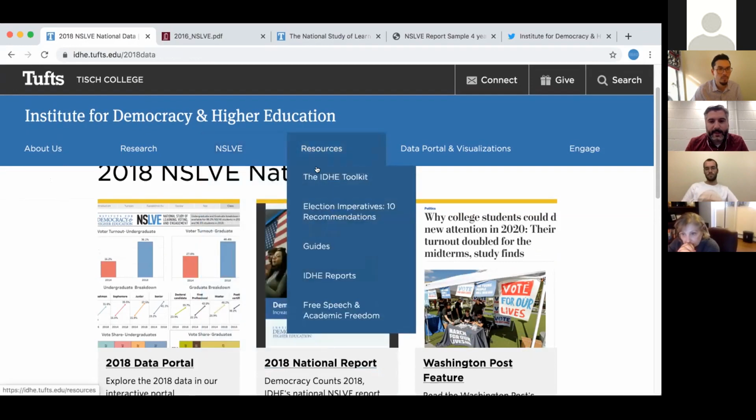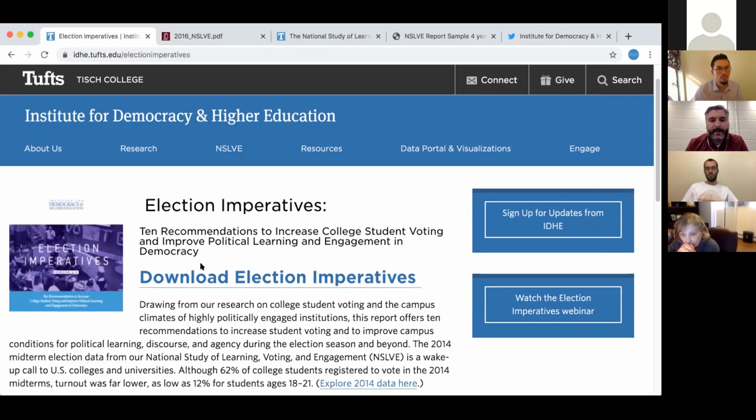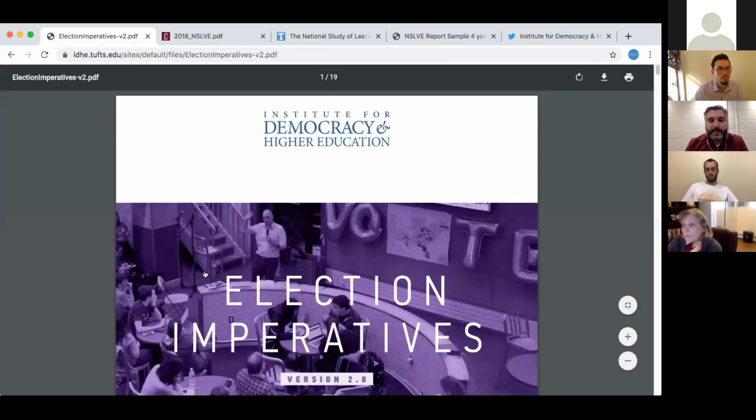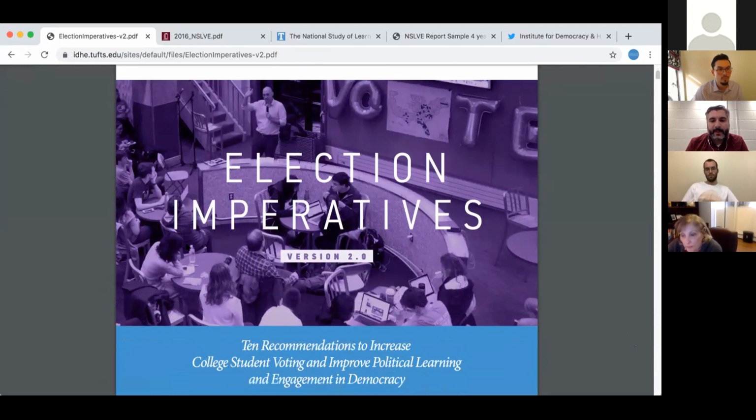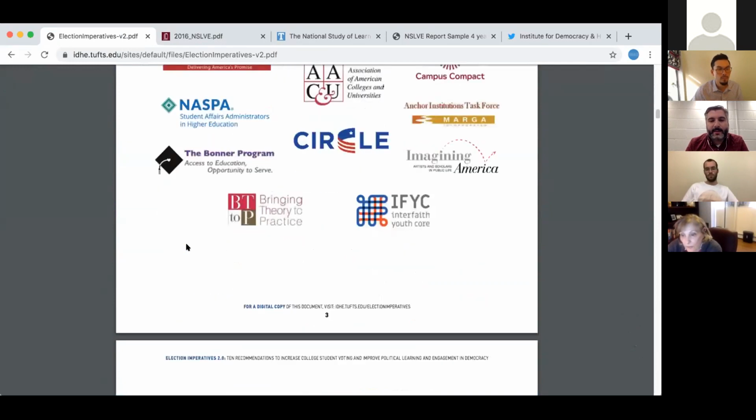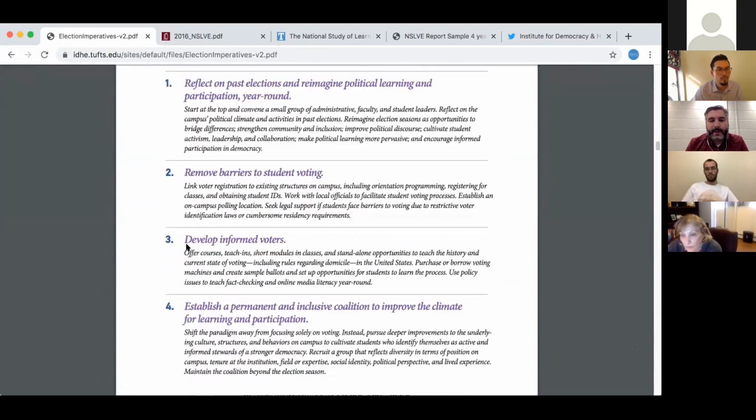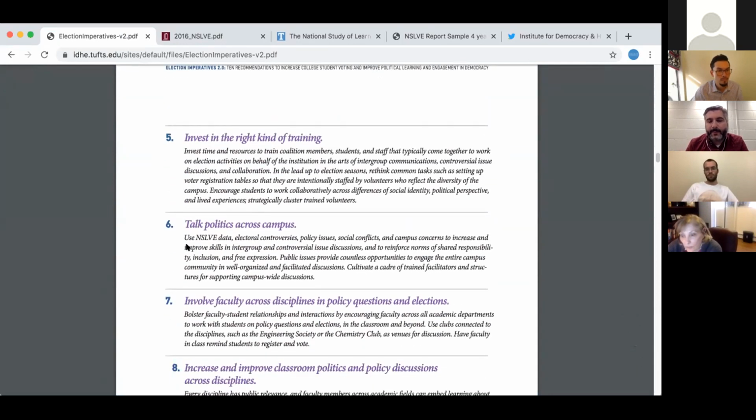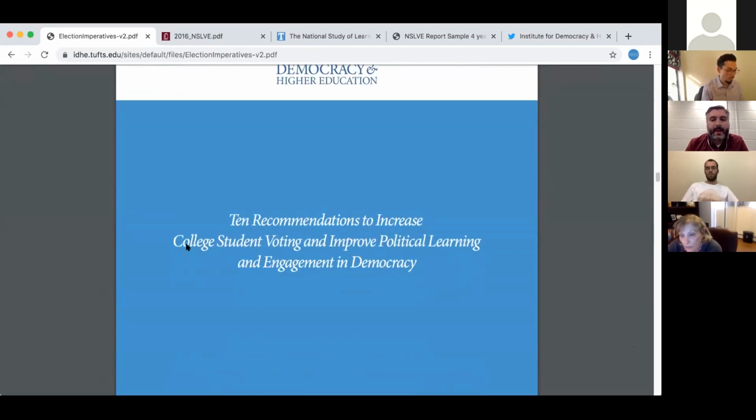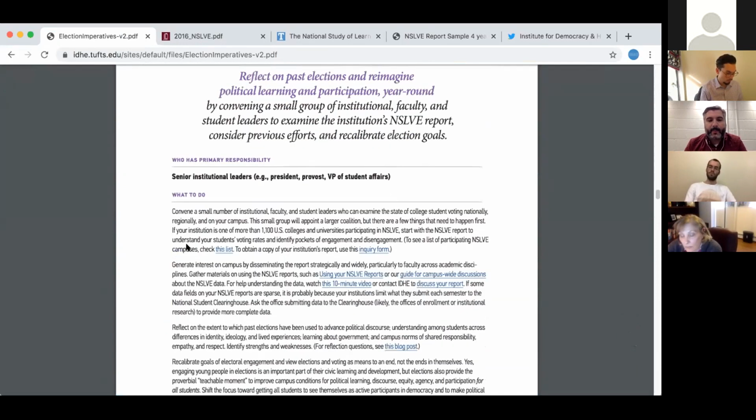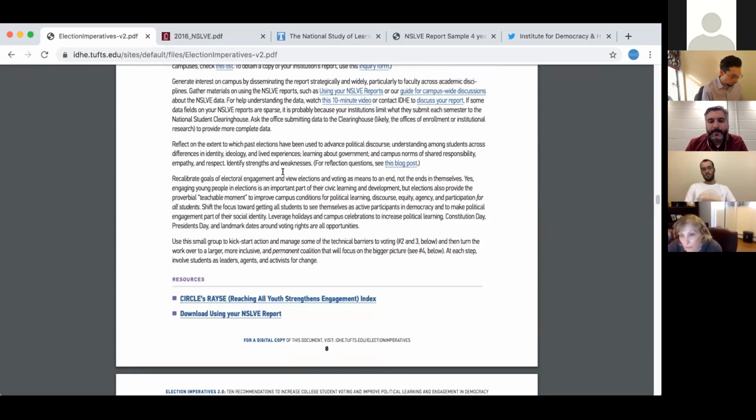And the last resource that I think is really helpful is under resources on our website, Election Imperatives. This is our research-based recommendation guide for campuses that want to build political learning and campus culture around political learning. And when you flip through this guide, you'll see we offer recommendations for how to build these efforts. And for schools in particular that are tackling some of these issues for the first time, this is a really good starting point.